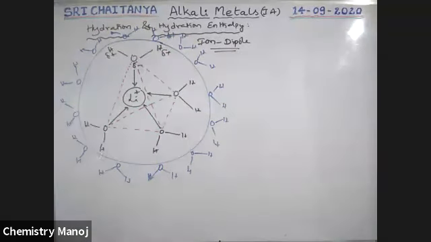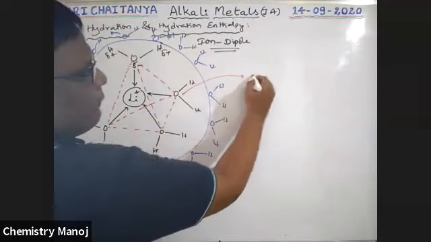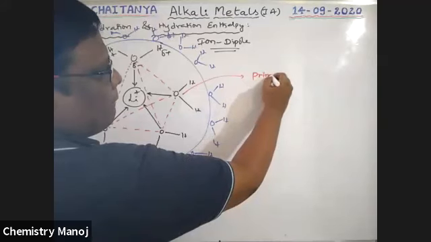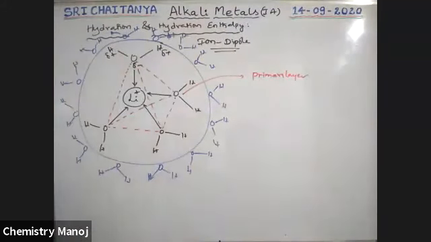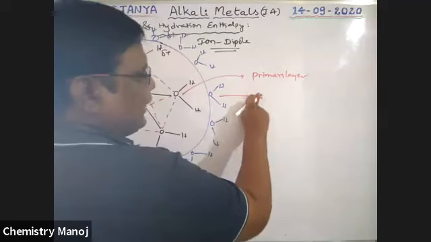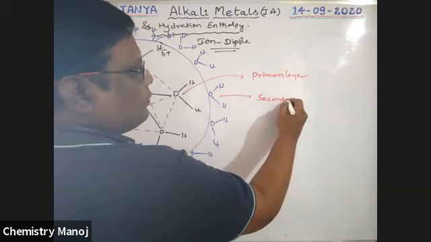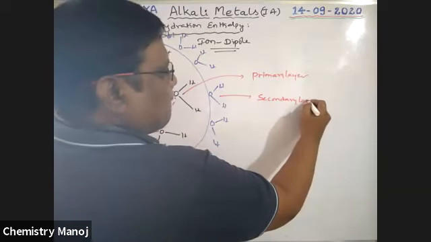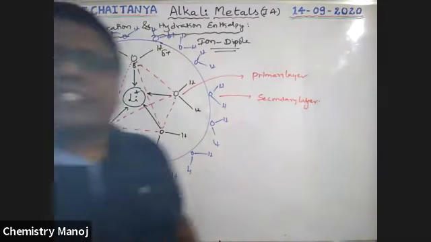Towards the metal ion, like this, there are a number of water molecules, boys. See here, this is called the primary layer, the first layer. Next, the second one is called the secondary layer. Like this, a number of different layers are possible, boys.